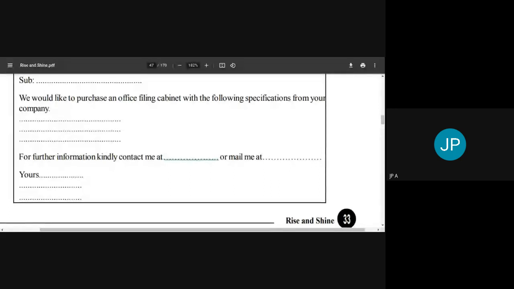Thank you, Shrishma, for that response. So there you write your mobile number or mail me at. What do you write here? Mail me at. Exactly. You write your email ID. So that is right. Yes, Shrishma, Aparna, and Jyotika.